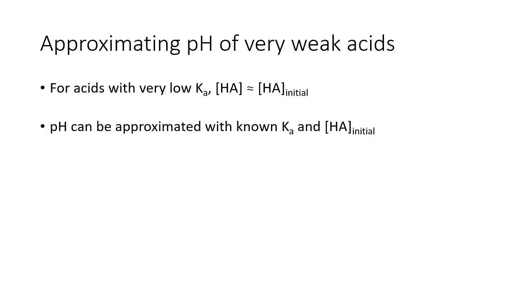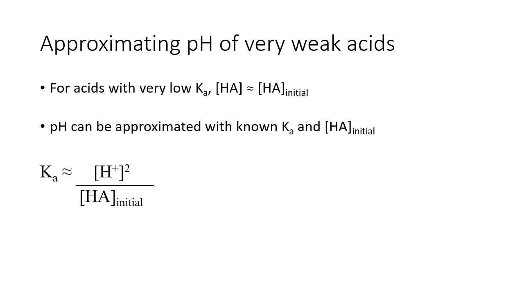Now that we know how to calculate the Ka for a weak acid, let's take a look at approximating their pH. When an acid is very weak, it has a very low Ka, and that means that the majority of the acid is going to remain unionized. This means that we can approximate the unionized acid as the initial concentration of the acid. This can allow us to approximate the pH as long as we know the Ka and the initial acid concentration.